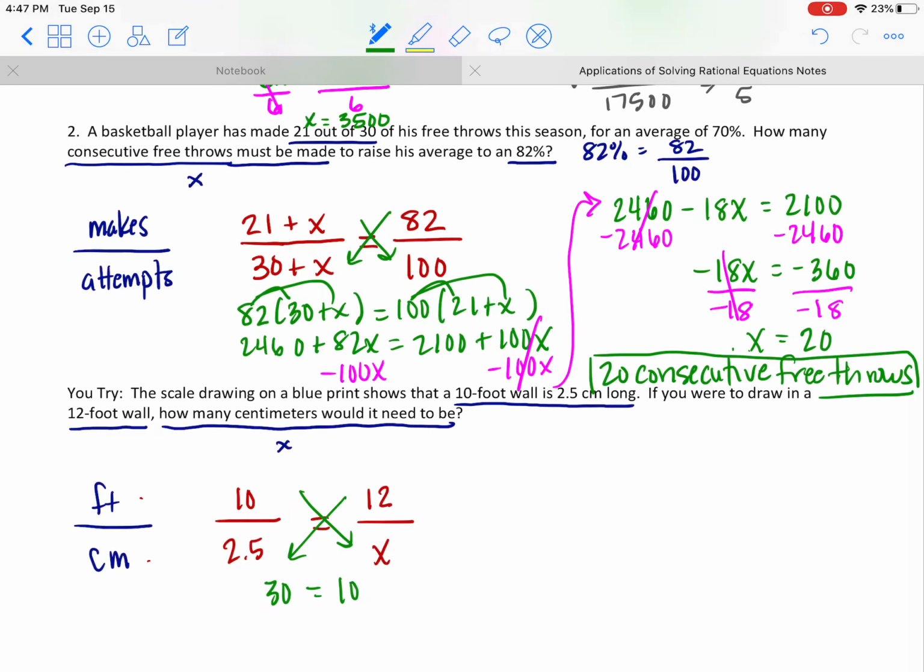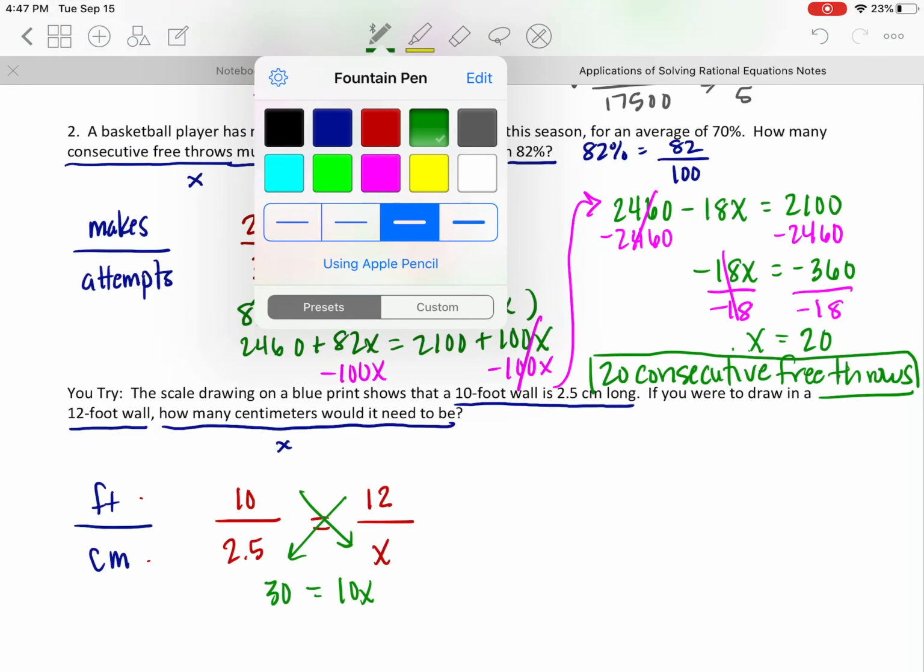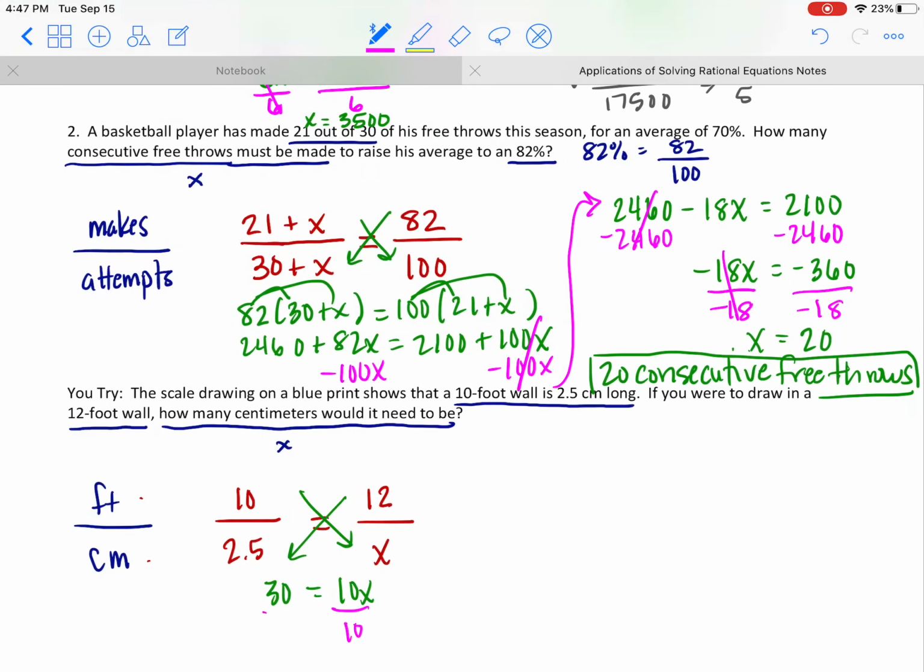And 10 times x is going to be 10x. So if we divide both sides by 10, real quickly, we get our answer. And great. So x is going to equal 3. So 3 centimeters. And we're good. 3 centimeters on that blueprint.